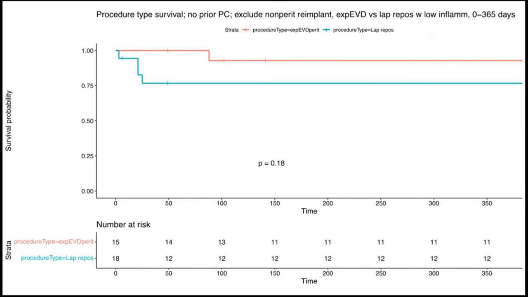So to sum it up, putting the survival together, our gold standard of explant, EVD, peritoneal reimplant, the red curve, and the blue curve is laparoscopic repositioning with low inflammatory markers. There was not a significant difference. There's a trend towards lap repositioning not doing quite as well. But for sterile pseudocysts, this is still pretty good. And for these patients where it's a huge ordeal to put them through a shunt explant, in our practice, we feel like it's been worth it for select patients to use that approach.